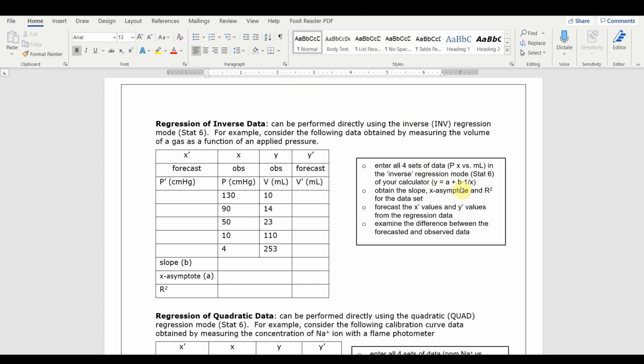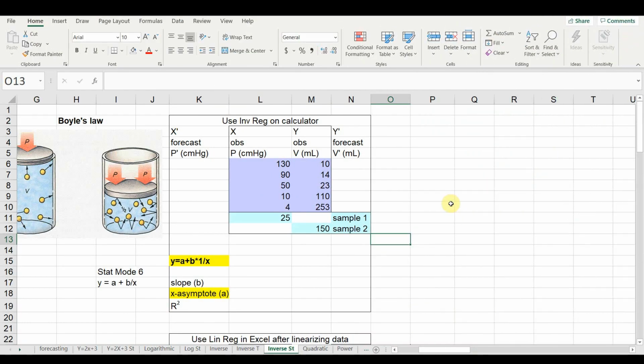Y equals A plus B over X. Please enter the data on the Excel sheet that's on Blackboard. Let's take a look at that. So here it is on Excel, the same data. I've also given you a couple of samples or unknowns to solve for. So enter the data into the inverse regression mode of the calculator, and then retrieve the regression coefficients of the equation, and forecast the x prime values, the y prime values, and the unknowns. Then come back and take a look at this, and I'll show you the answers and we'll talk about it.